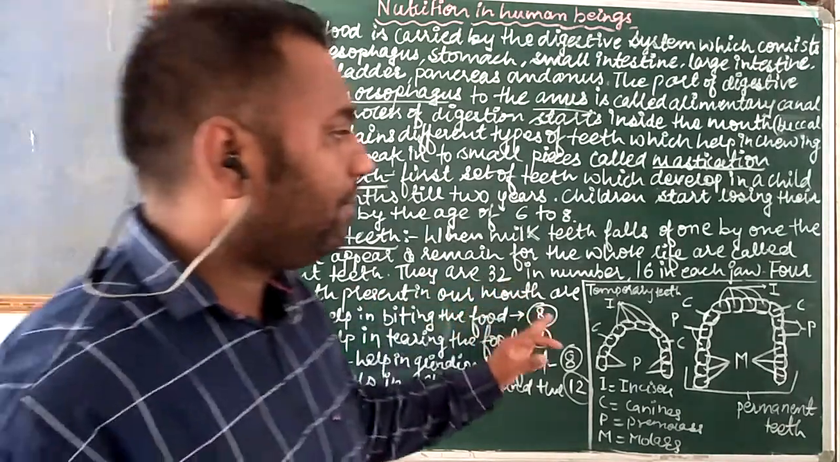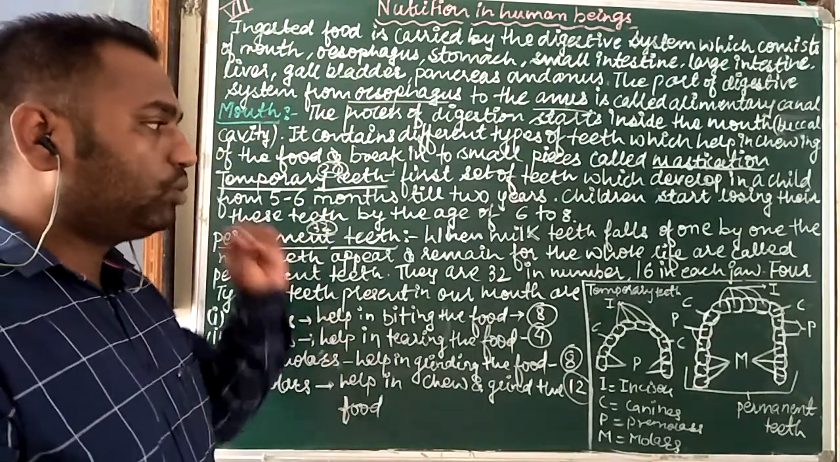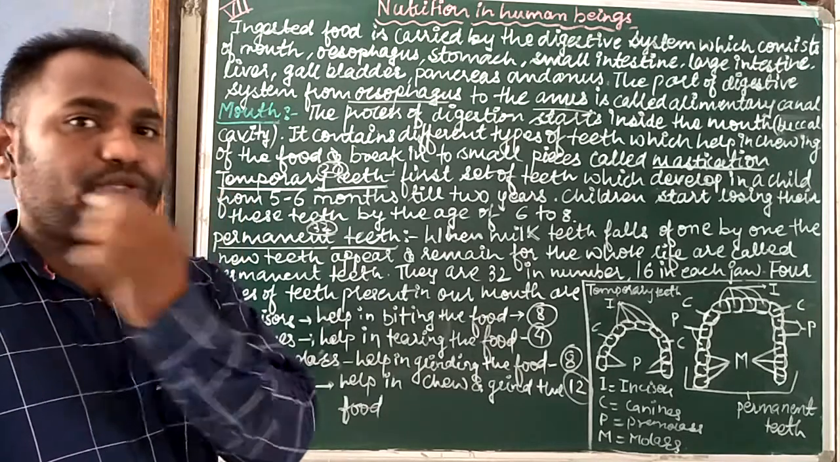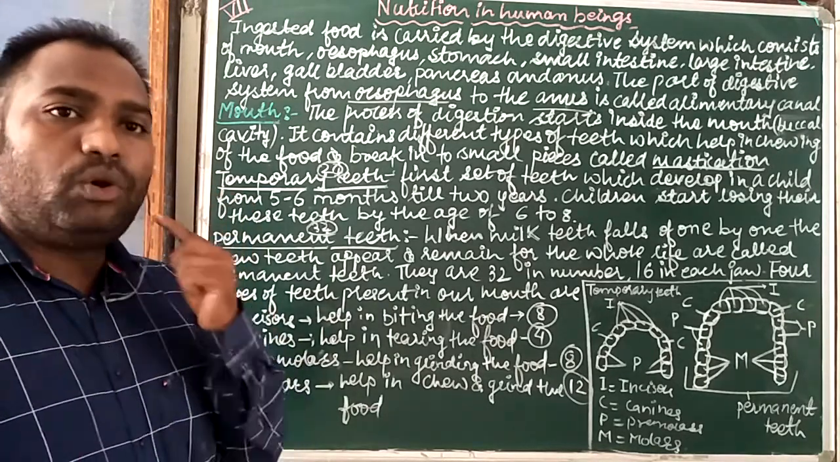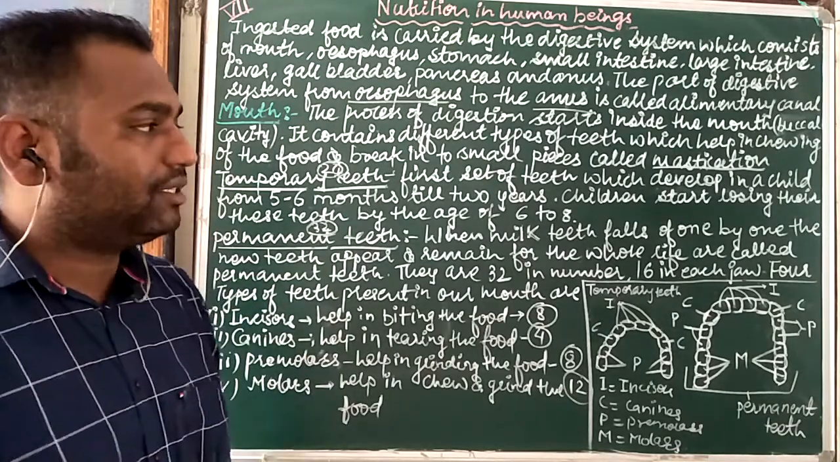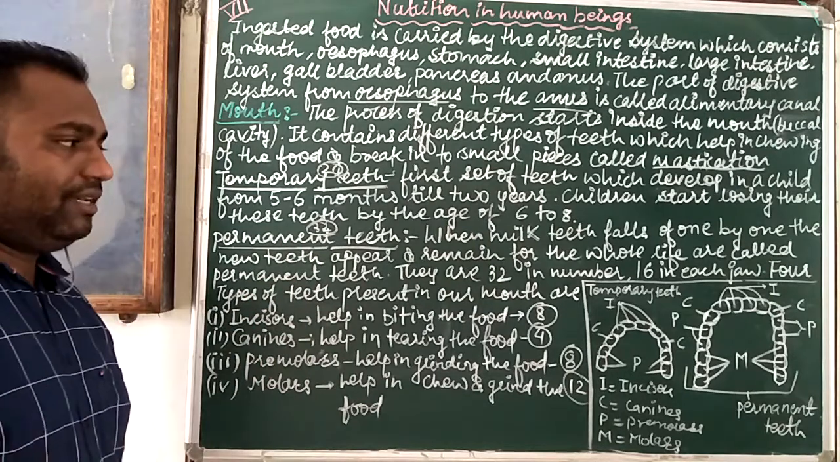They are 32 in number, 16 in each jaw. The total number is 32, but each jaw, the lower jaw and the upper jaw, contains 16 teeth. So the total is 32. There are 4 types of teeth present in our mouth.